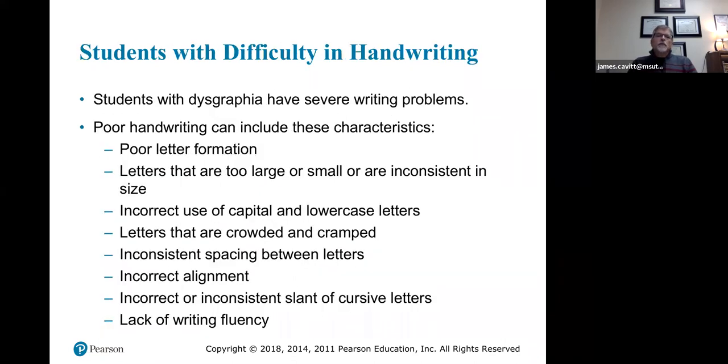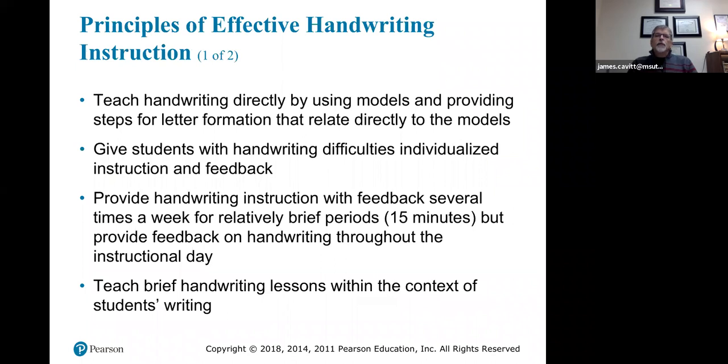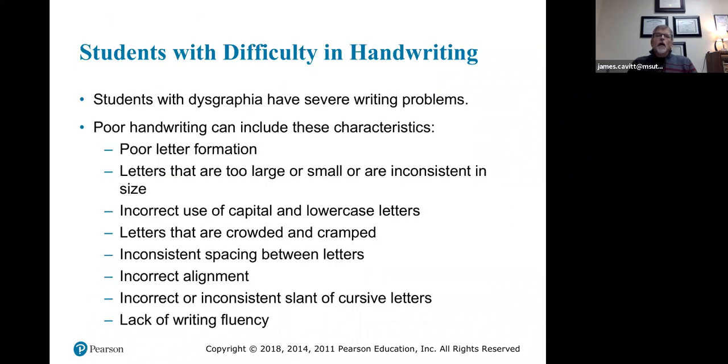Handwriting, I kind of fit into this category. Principles of effective handwriting instruction. Back here, please do not keep harping on your kids to say they have horrible handwriting.